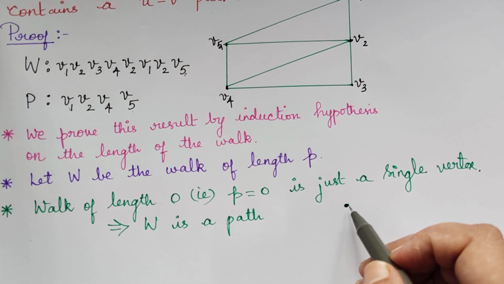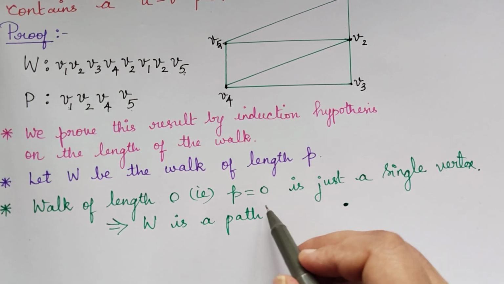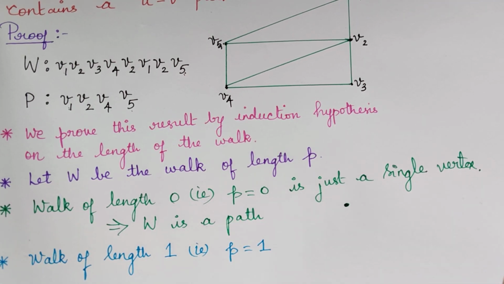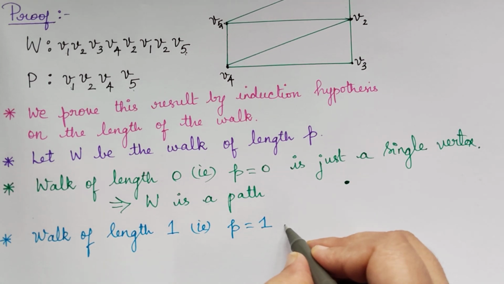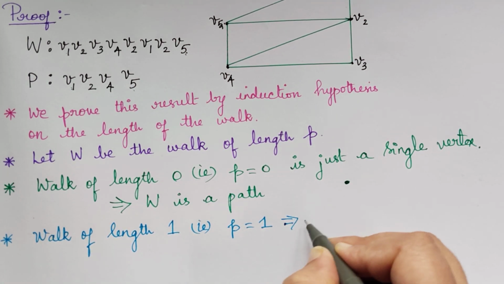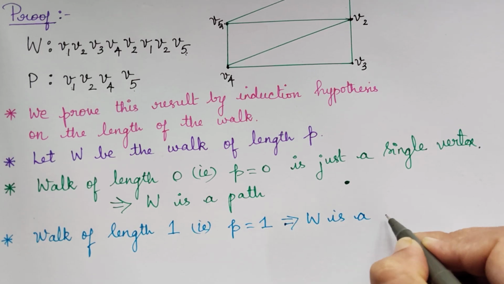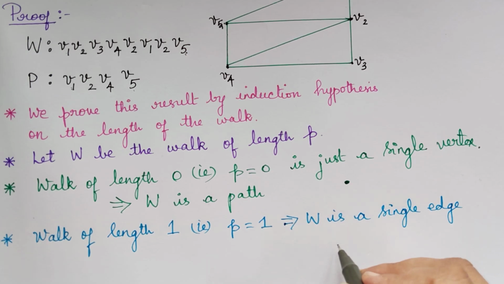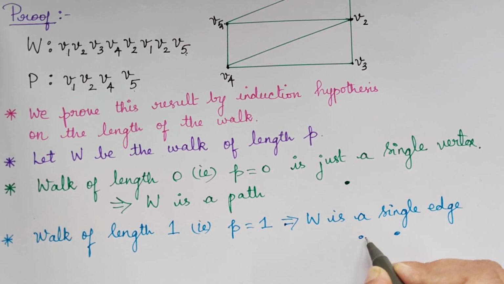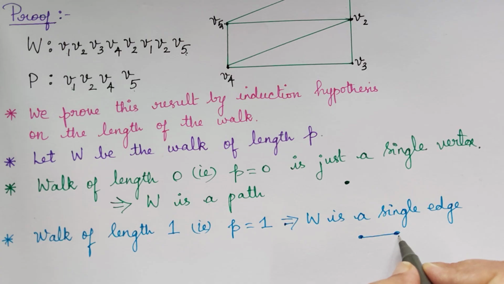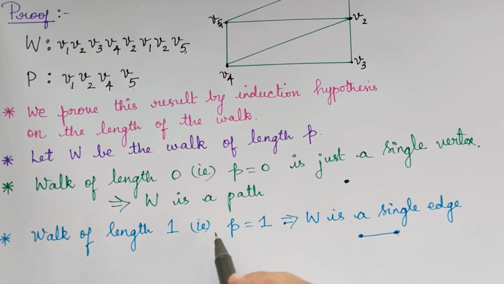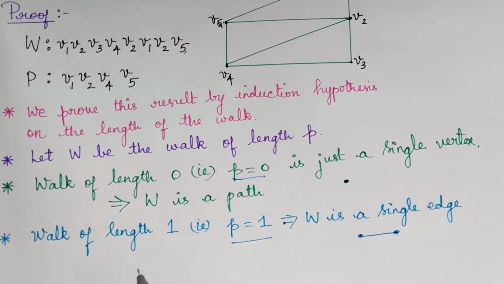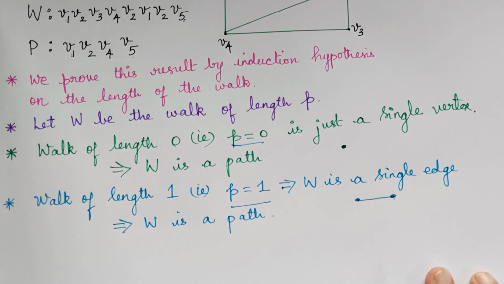Next we will consider the walk of length 1, that is, the value of P equal to 1. How will it be? It will be a single edge. So this implies W is a single edge. If it is a single edge, you will have two vertices and one edge between them. So this is obviously a path. Therefore when P is equal to 0 and P is equal to 1, W is obviously a path. So the theorem holds in these two cases.